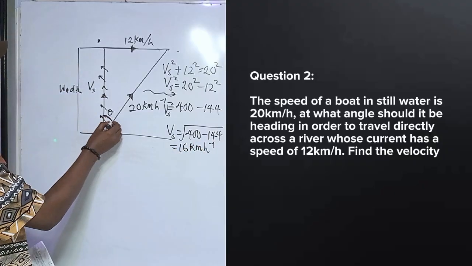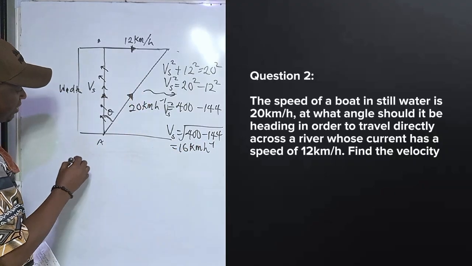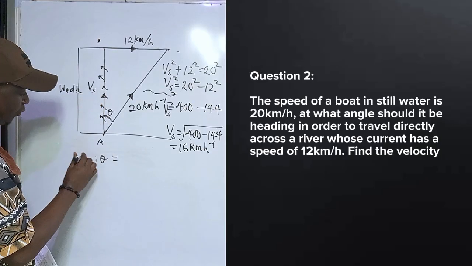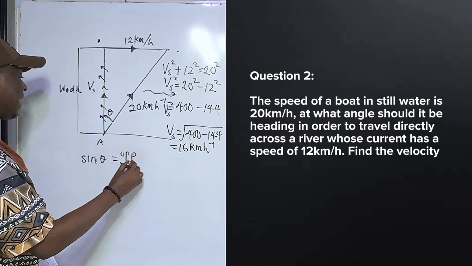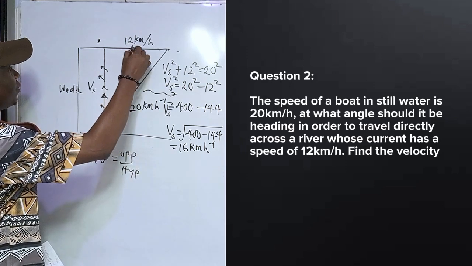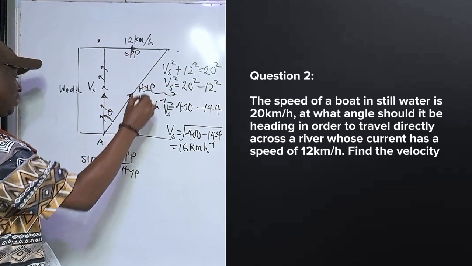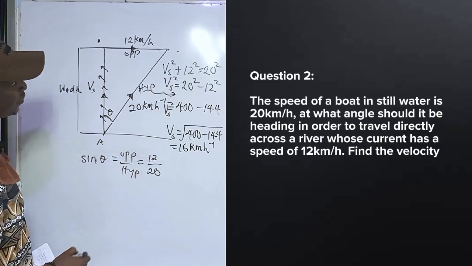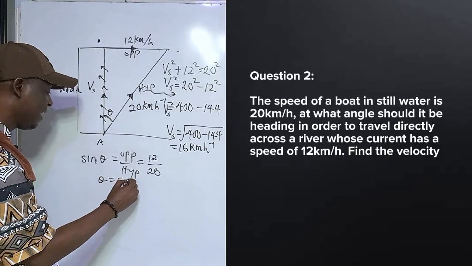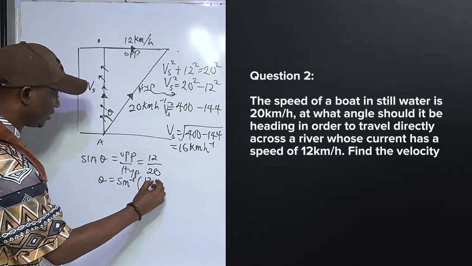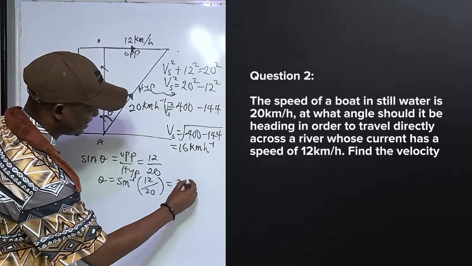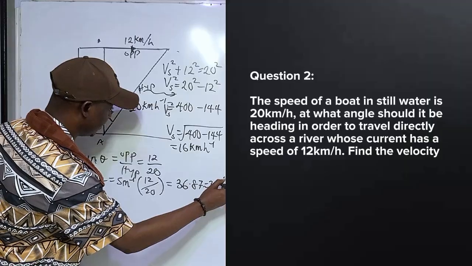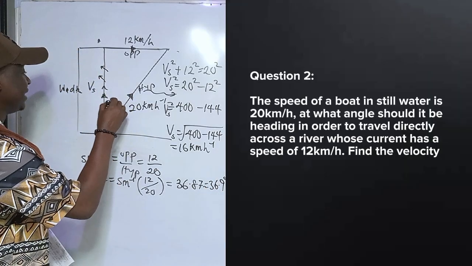But that is not what they ask. They ask in which direction it must be headed. So tan theta, if you want to use this one, but you can use sine, opposite over hypotenuse. Here this one is opposite and here is hypotenuse. So you can use 12 over 20, opposite to hypotenuse, to find this angle. So theta will be sine inverse of 12 over 20, which is 36.87, about 36.9 degrees approximately.